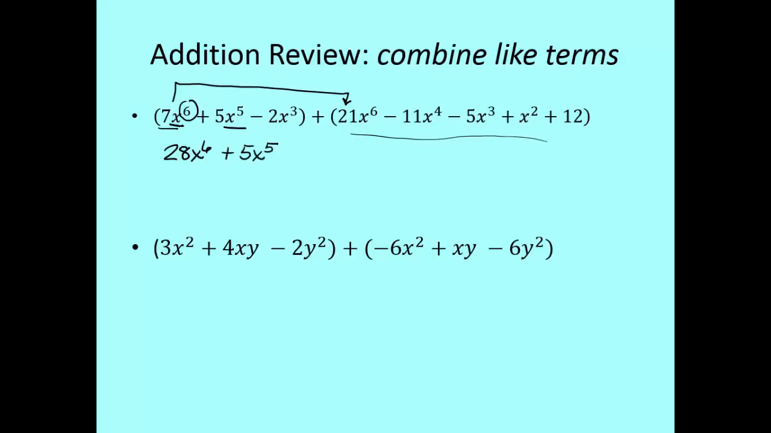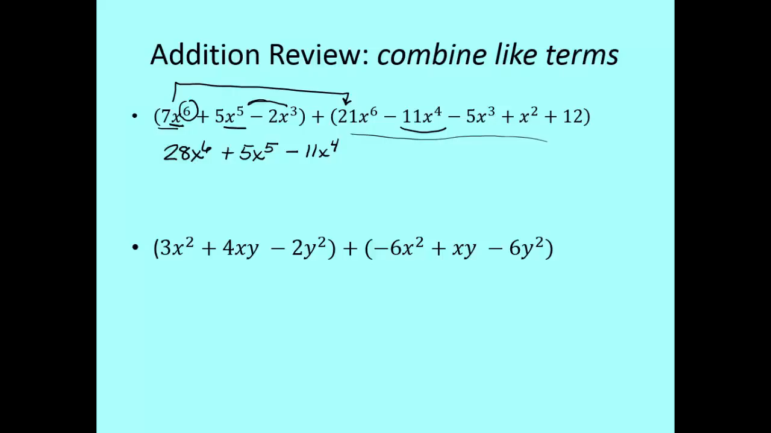What's next? I have negative 2x to the 3rd. Wait a minute, there's something missing between here and here. But there's an x to the 4th term over here. So this is like 0 minus 11x to the 4th. So I'm just going to write minus 11x to the 4th.